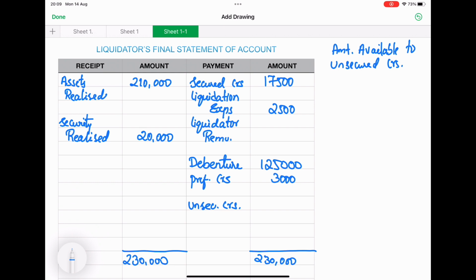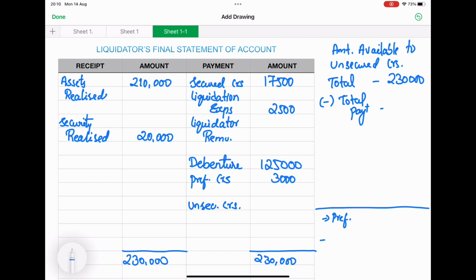So total assets is 2,30,000 minus total payments. We have to add all the payments, that is 17,500, 2,500, 1,25,000 plus 3,000. You have to add all these things. Before that, we have liquidators remuneration, right? So I'll just write it here. See, in the question what they have given, liquidators remuneration is based on unsecured creditors. This term unsecured creditors includes two concepts. One is preferential creditors as well as unsecured creditors.